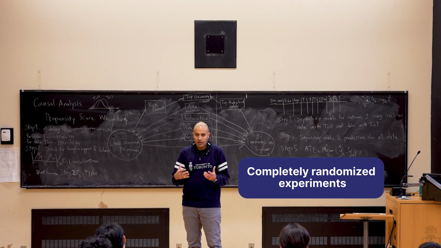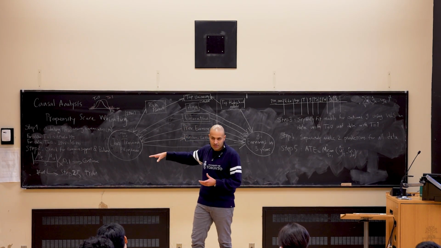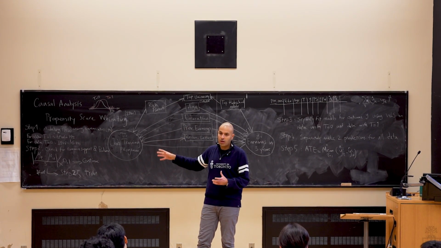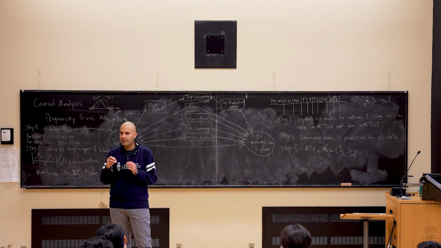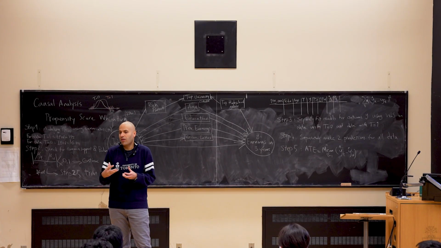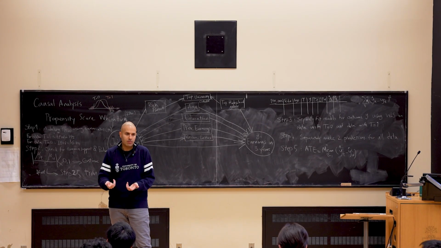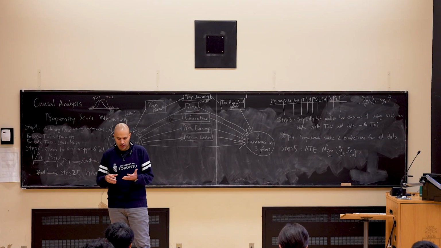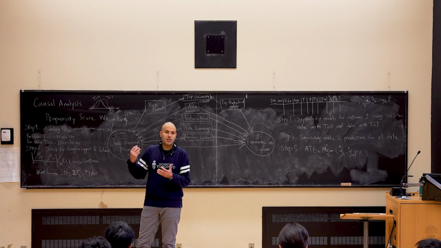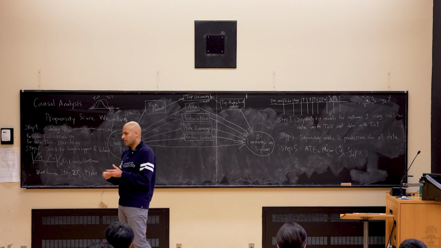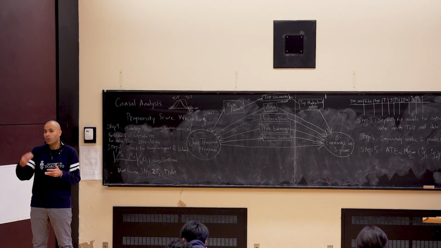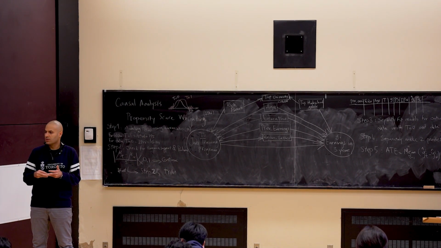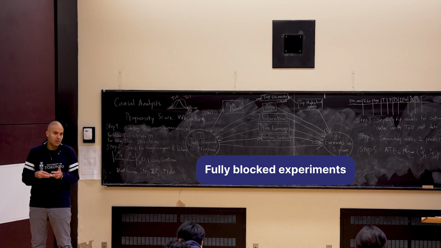So in fields where experimentation is the norm, this is not even considered a causal model. But in data science, typically we deal with observational data, and we want to see if observational data allows us to make a causal claim, and that's why we use this. Otherwise, in the best case scenario, this would be as good as a fully randomized experiment. And a fully randomized experiment is inferior to the gold standard of experimentation, which is fully blocked experiments.